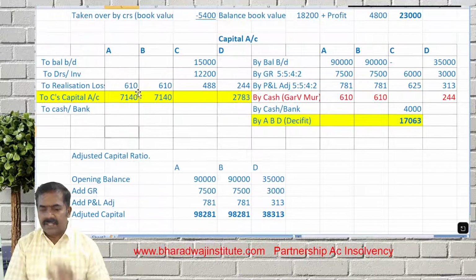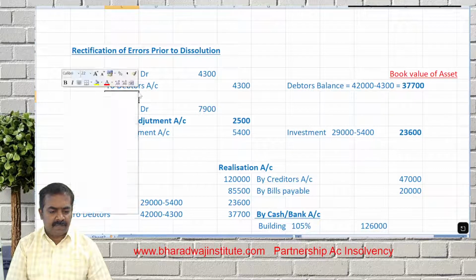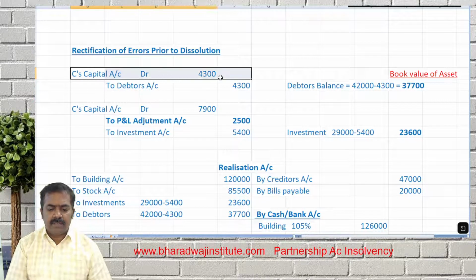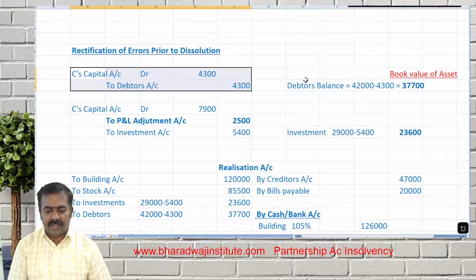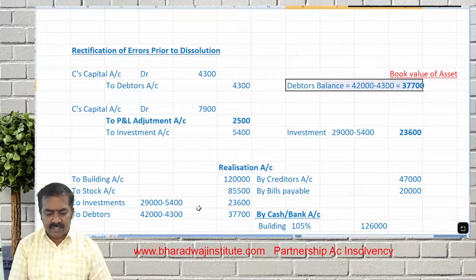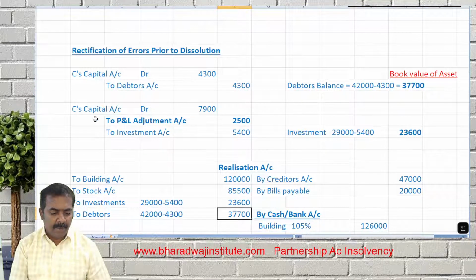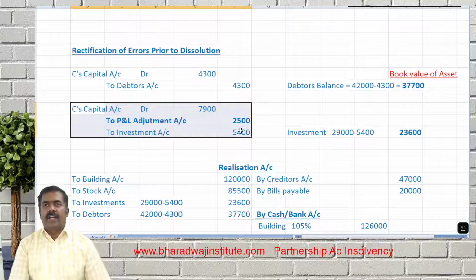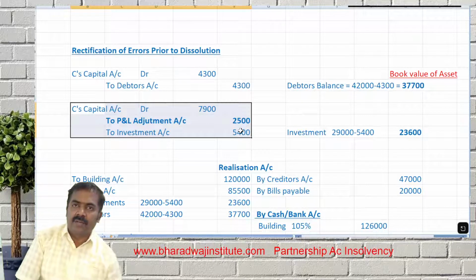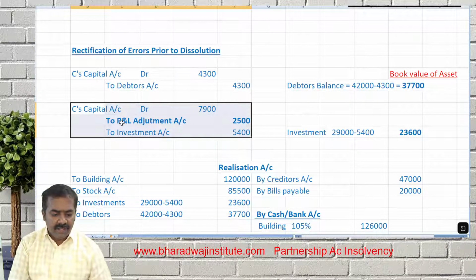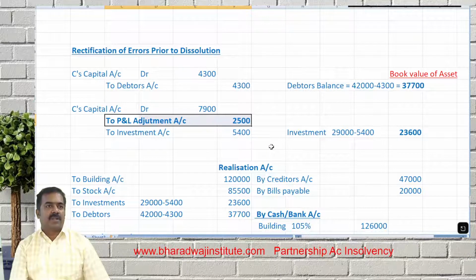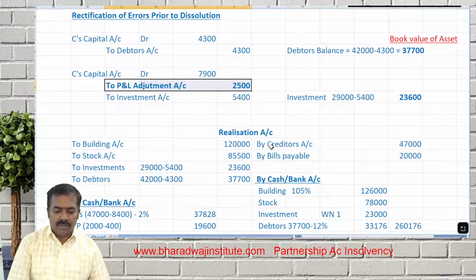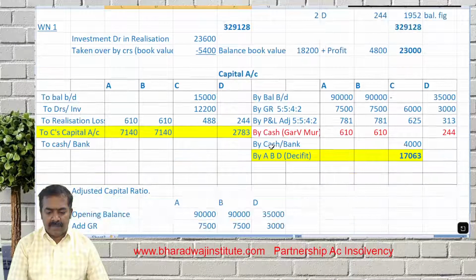Once again, repeat the entire process in 1 minute. What is the first entry we passed? Prior to dissolution, rectification of error. C's account debtor to debtor's account. Why? Check realized misappropriated. So debtor's balance after that is 37,700 transferred to realization account. C sold investment and took it to his personal account. So C account debtor 7,900, investment 5,400. Since the error is rectified after final accounts, we use which account? P&L adjustment account.